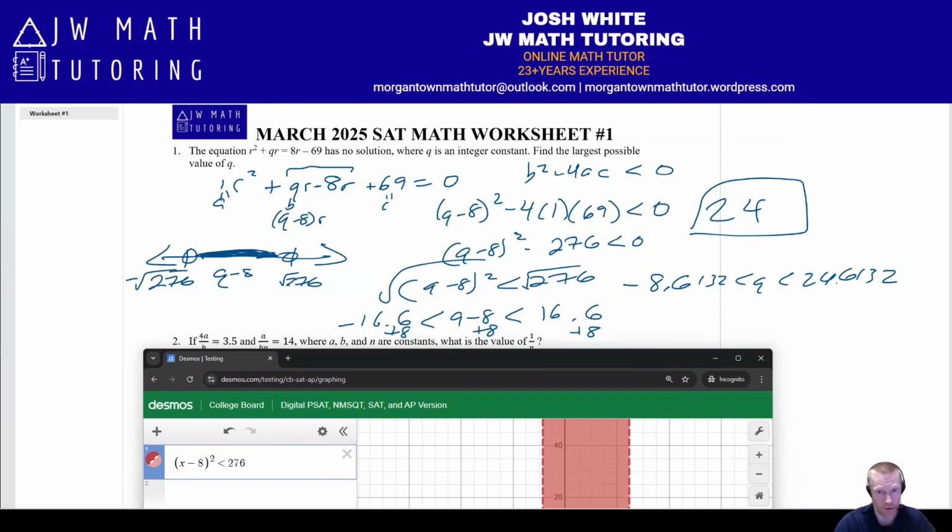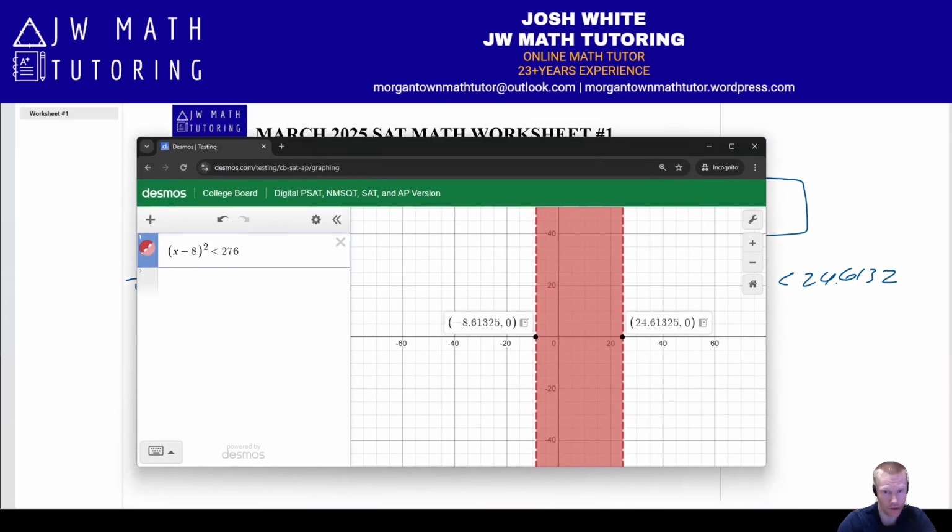If you don't fully understand how to solve a quadratic inequality, that's fine. You just go to Desmos, type it in, and you can see right here, these are all the solutions. So what's the largest possible integer value? Well, it's going to be positive 24, and there's your answer.